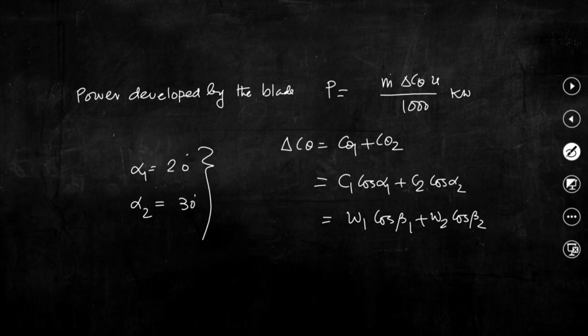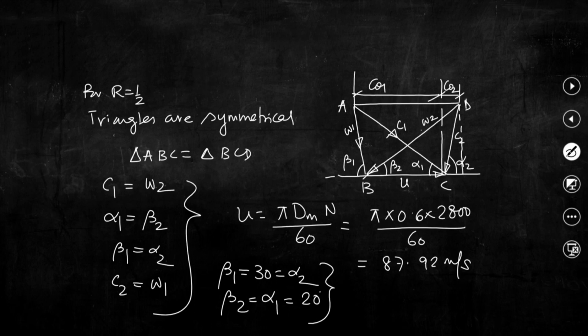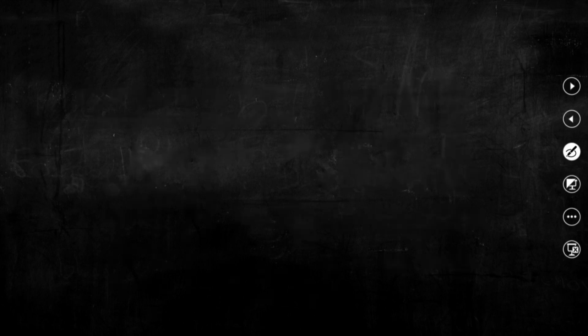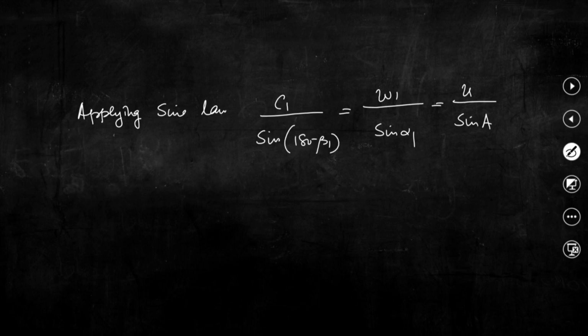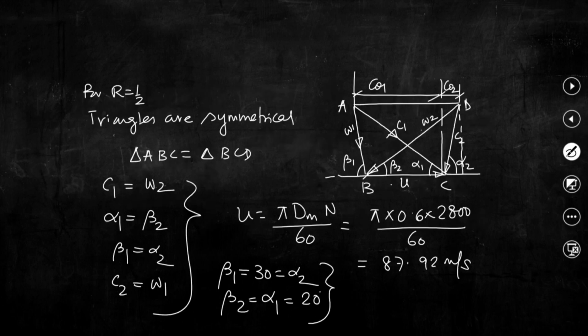If we look at the triangle ABC, and if we apply the law of sines, then we can easily calculate what would be C1, because already we know U. So, applying sine law, we can write C1 divided by sine of 180 minus beta 1 will be equal to W1 divided by sine alpha 1 equal to U divided by sine A. That is clear.